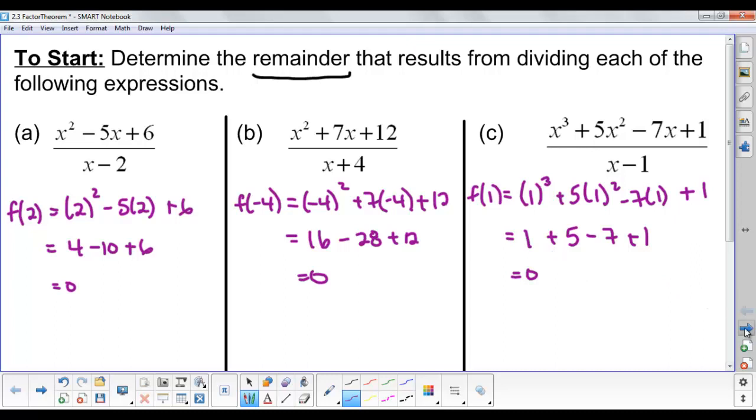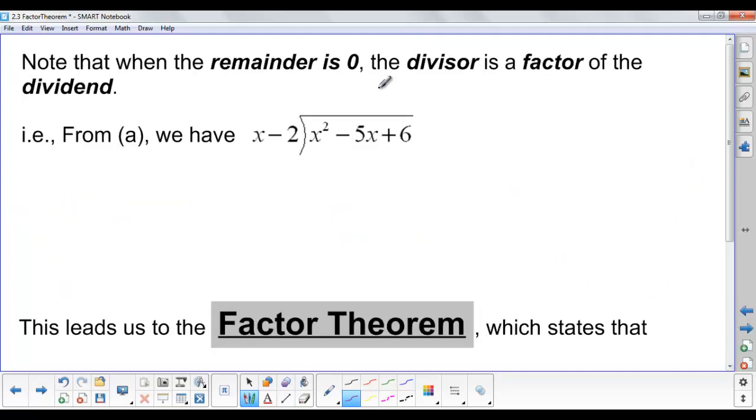So what does it mean? Why is getting 0 important? Well, when the remainder is 0, that tells us the divisor is a factor of the dividend.